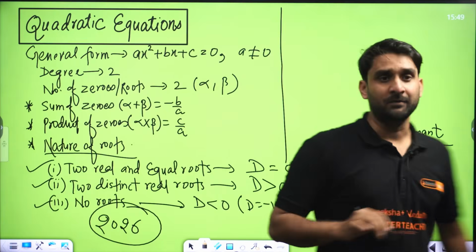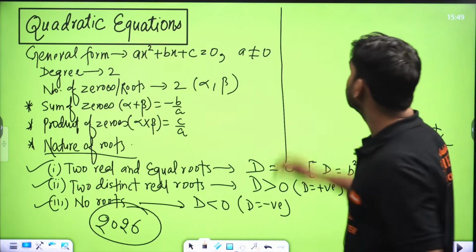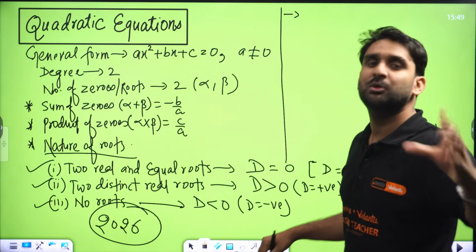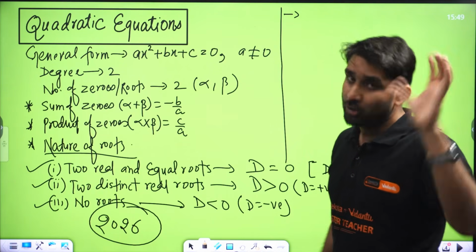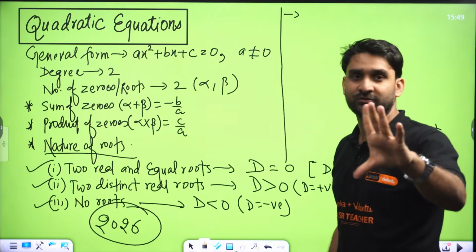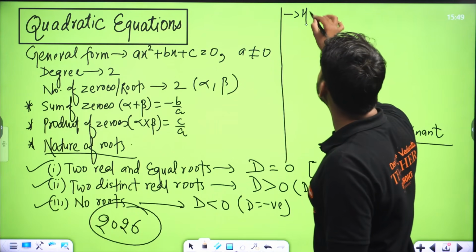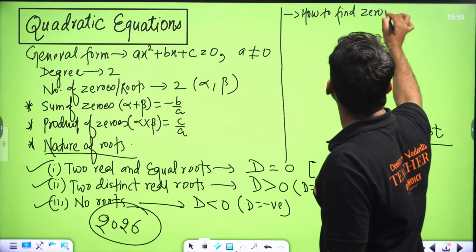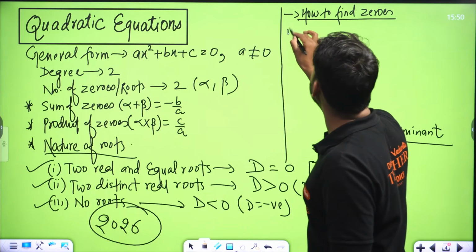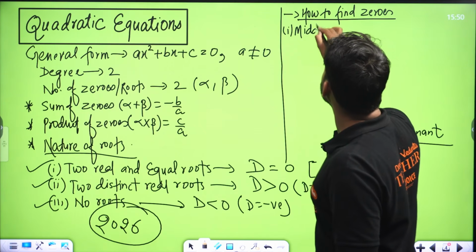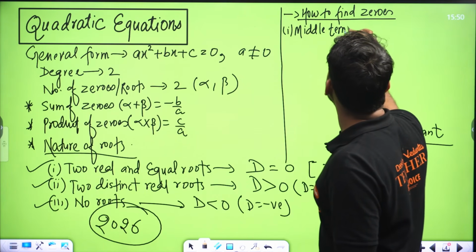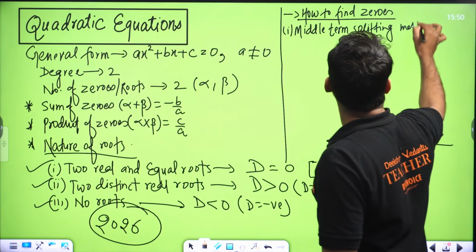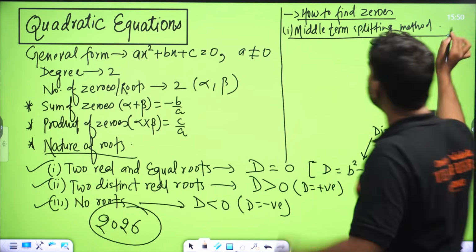Now, a very important thing: how to find the roots or zeros. To find the roots, there are basically 3 methods: the middle term splitting method, the quadratic formula, and the completing square method. But the completing square method is not in your syllabus. So to find the zeros, the first method is the middle term splitting method, which is also called the factorization method. Let me give you one example.